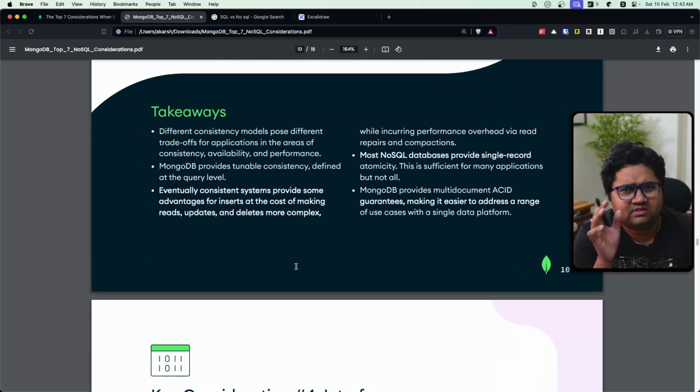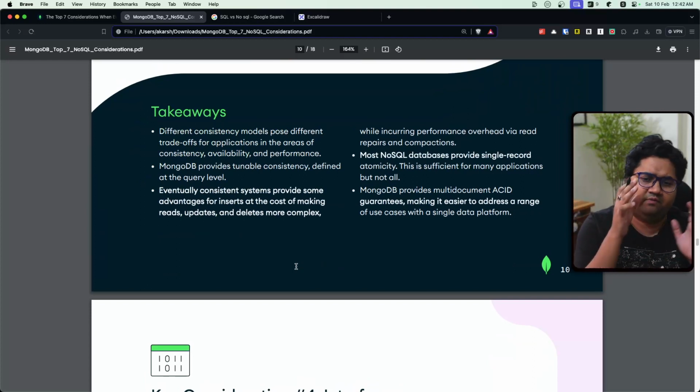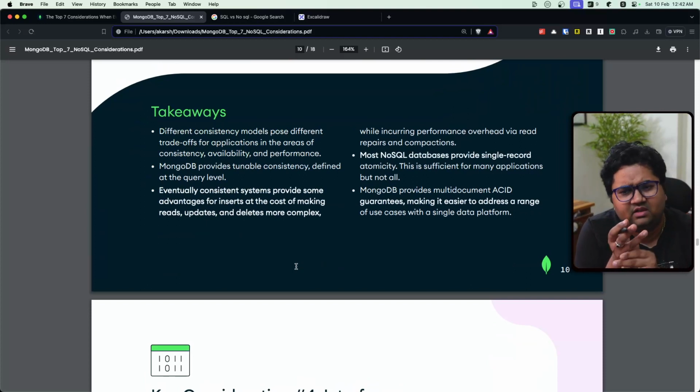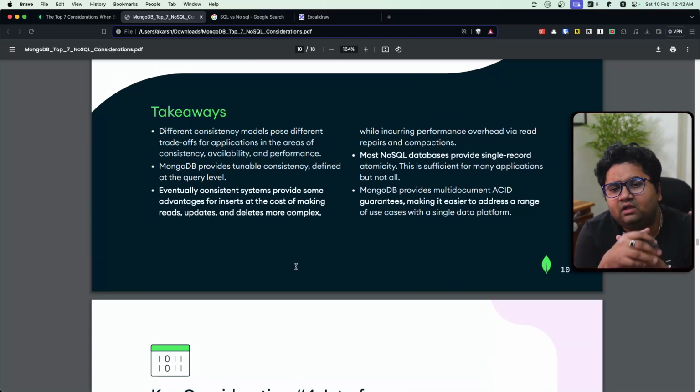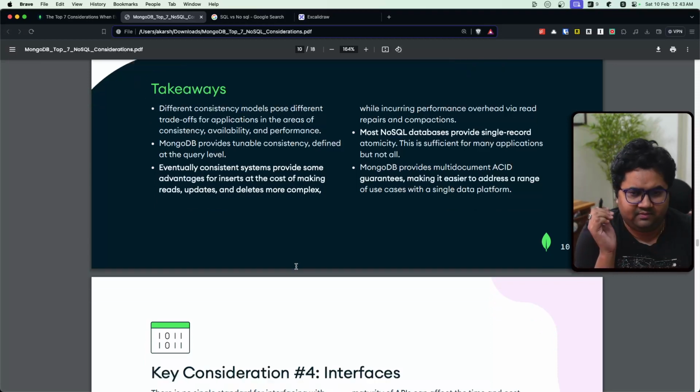Different consistency modes will provide different trade-offs for applications depending on your availability requirements and performance requirements. There is no one size fits all. Please do your assessment and evaluate both options judiciously.